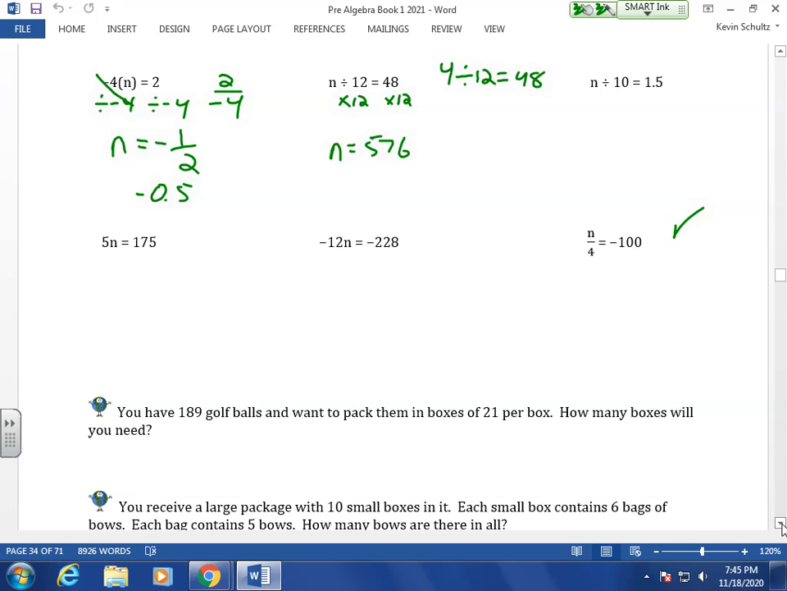The next one, n divided by 10 equals 1.5. We're dividing by 10. The opposite of that is multiplying by 10. 1.5 times 10 just causes that decimal to move over 1. And so we get 15 as an answer.